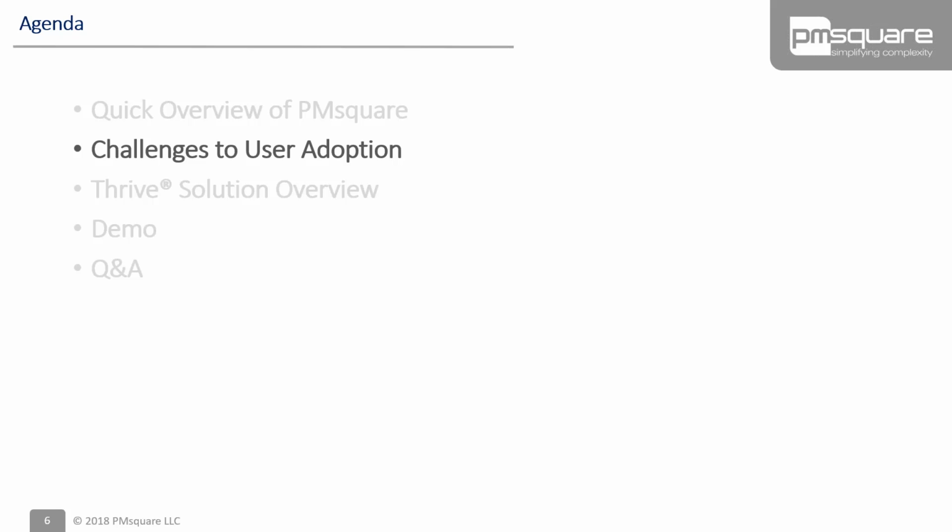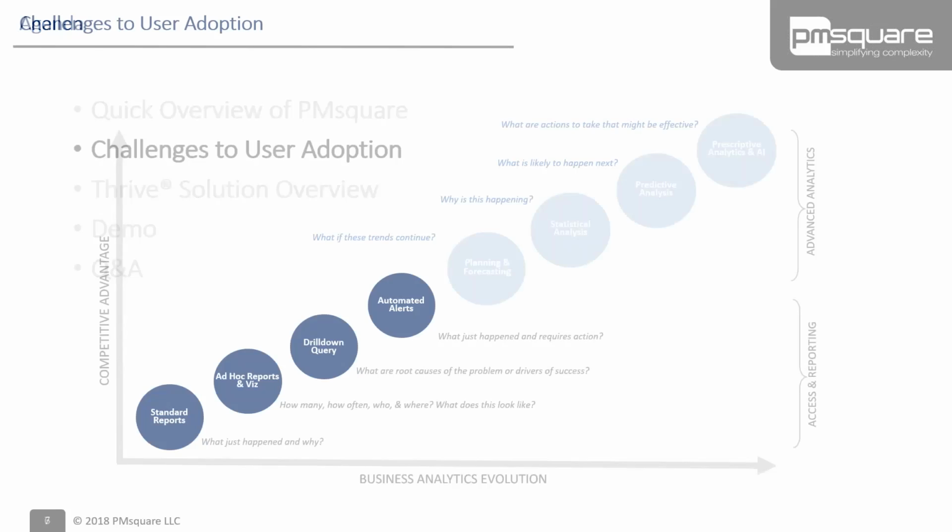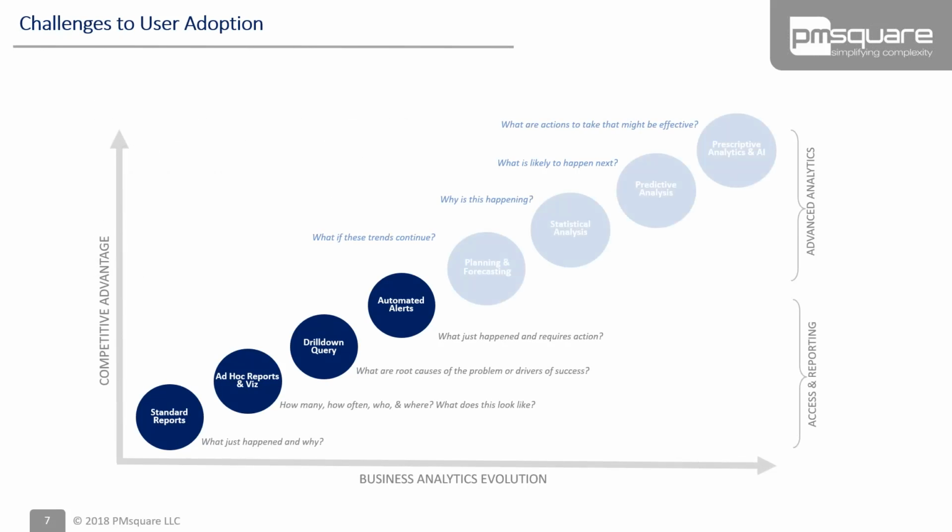Great, thanks, Kevin. Challenges to user adoption is what we've titled this section. It really encompasses the impetus for why we developed the Thrive solution. What we're looking at here is what you might call the business analytics maturity model. This is a slide that I'm sure we've all seen in one form or other over the years, laying out the path that you take from when you first make an investment in an analytics solution like Cognos, and you start doing things like standard reports.